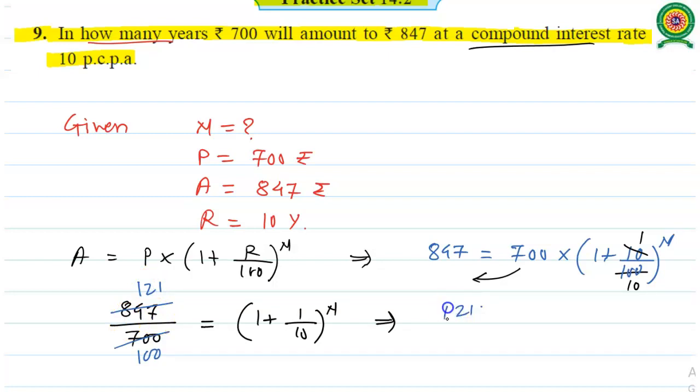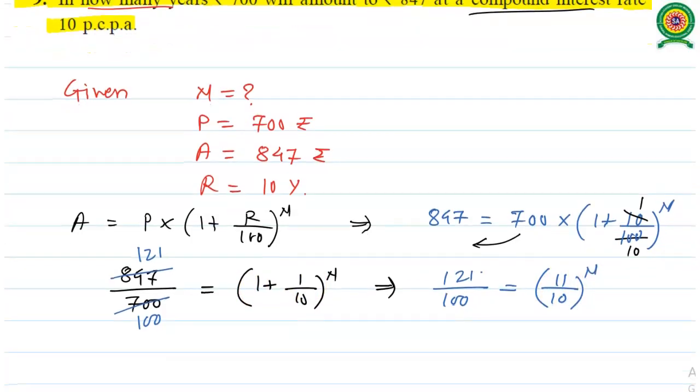So that we are getting 121 divided by 100 equals (10 ones are 10 plus 1, that is 11) whole divided by 10 to the power n. Now 121 is the perfect square of 11 and 100 is the perfect square of 10. So once we take the square root of numerator and denominator, we are getting (11 divided by 10) whole square equals (11 divided by 10) whole to the power n.